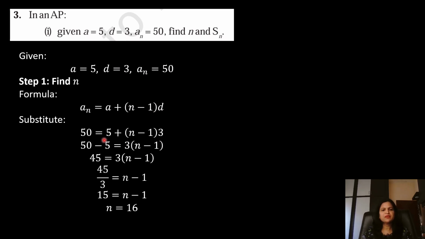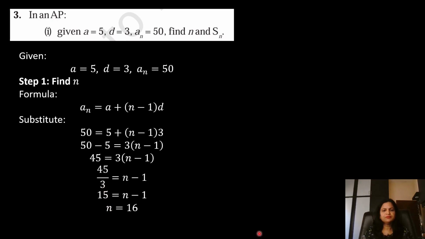Now simplify. Bring this plus 5 across the equal sign to the opposite side, it becomes minus 5. 50 minus 5 equal to 3 into n minus 1. AB equal to BA, so 3 into n minus 1. So 50 minus 5 is 45, equal to 3 into n minus 1. 45 by 3 equal to n minus 1.